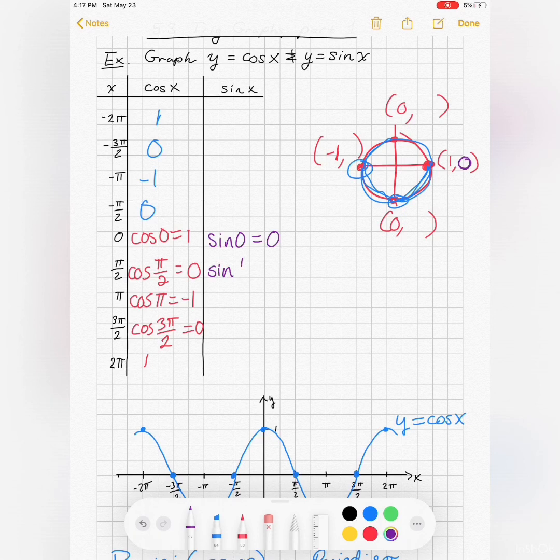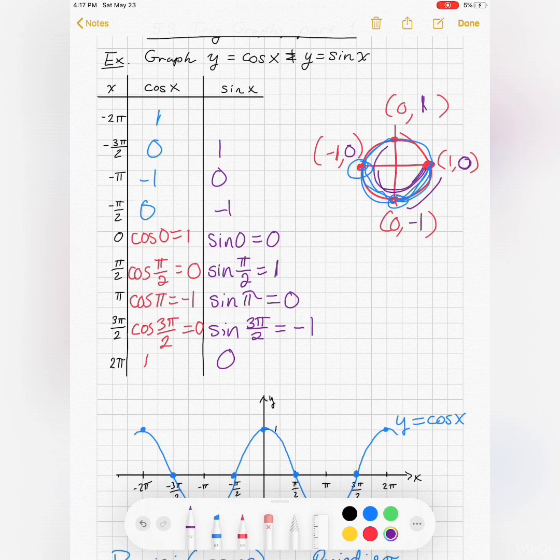Sine of 0 is 0. Sine of pi halves is 1. Sine of pi, 0. Sine of 3 pi halves, negative 1. 2 pi back at 0. If I go in the negative direction, negative 1, let's see, 0, 1, and 0. Looks like I have a pattern again.